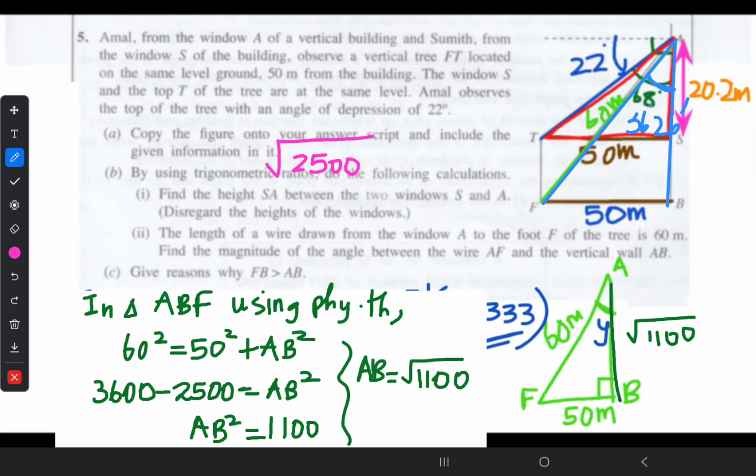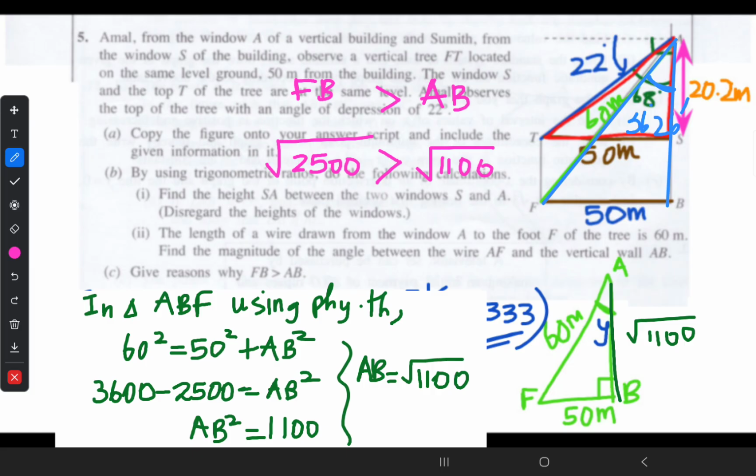Instead of writing 50, look at this. I'm just comparing FB and AB values. I'm just denoting this one in the surd format, such as square root of 2500. We know the length of AB in square root format, 1100. Look at this. So in these two, which one is the higher value? This one, no? The left hand side value. So this is how we can give reasons why FB is greater.